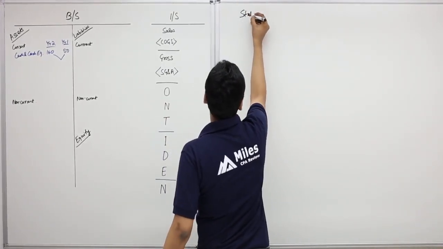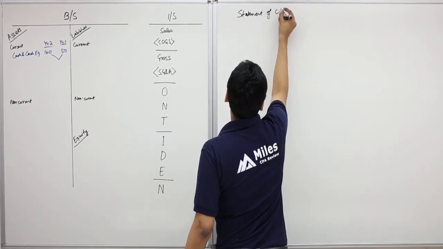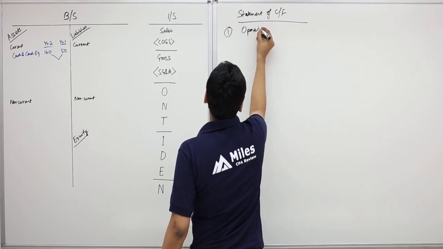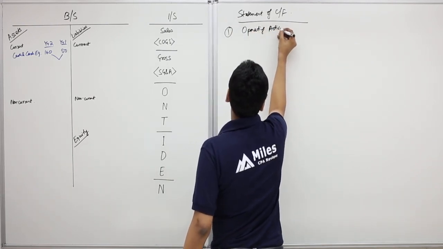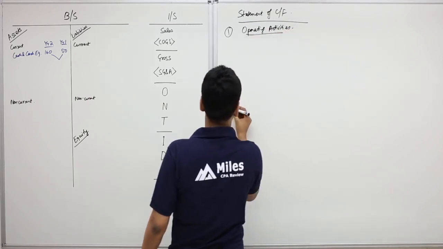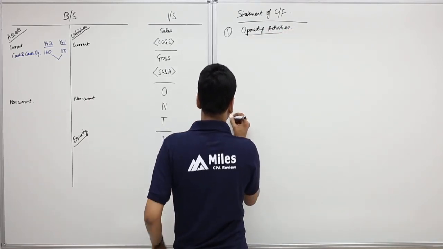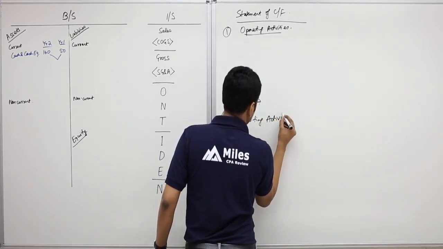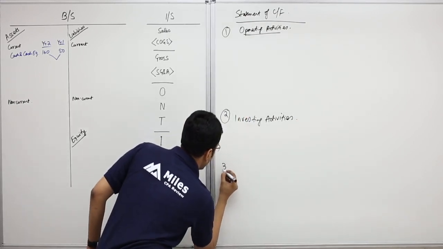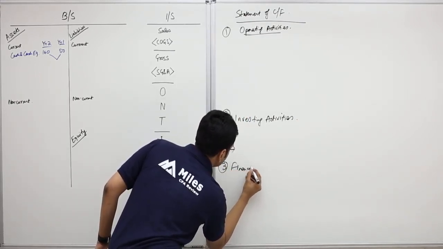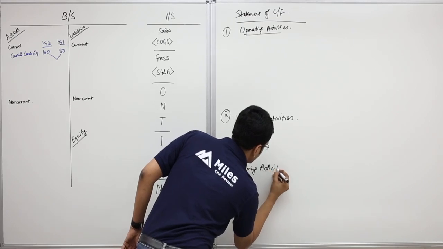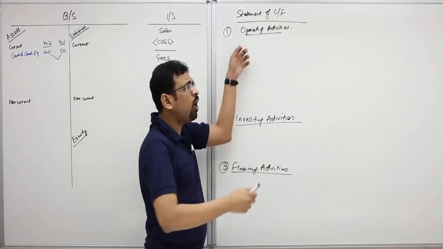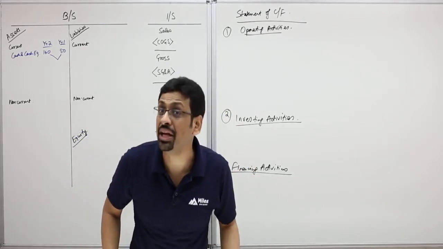So we got the statement of cash flows and we're looking at number 1, operating activities. Then we would have investing activities. And we'll also have financing activities. Now, operating activities, that sounds like operations.